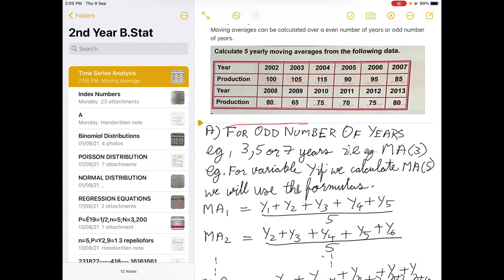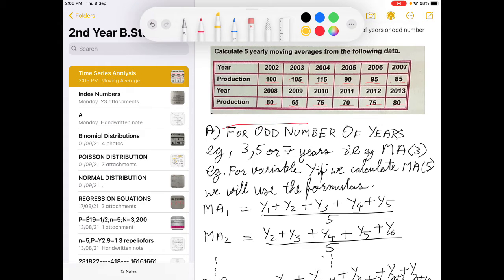When it is for 3, 5, 7 or 9 years, we call it moving average for an odd number of years, and we write it in this way. Suppose it is for 3 years, we write it as MA(3). That is to show it is a moving average of 3 years.